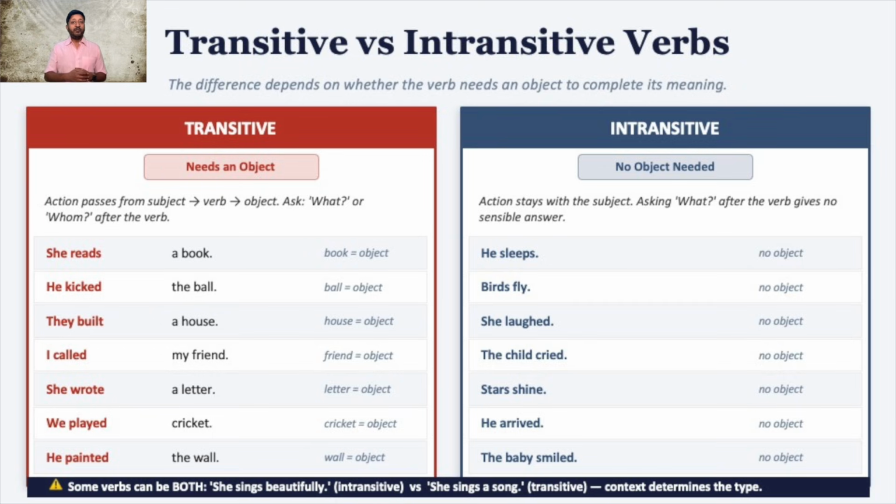And then you have some verbs that could perhaps be both. For example, she sings beautifully, which is intransitive. She being the subject, but there is no object. Or she sings a song, where sings is a transitive verb. She is the subject and song is the object. The context in which you use the verb determines whether it is a transitive or an intransitive verb.